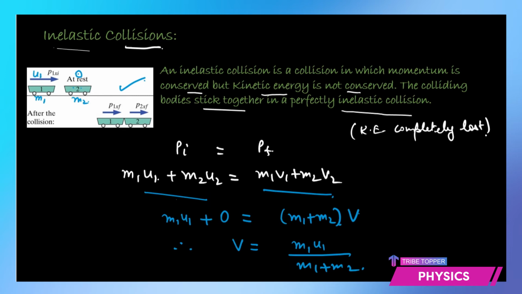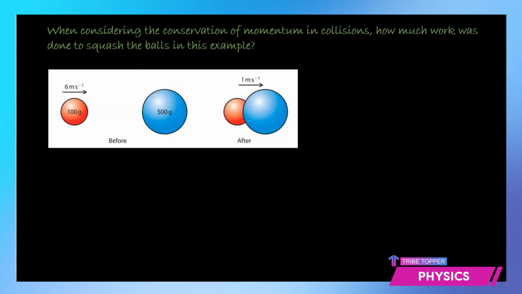So let's look at an example based on the laws of conservation of kinetic energy and also on the conservation of momentum. In this question, it says that if you consider the conservation of momentum alone, how much work is done to squash the balls in this example? When we are squashing the balls, they are asking how much work is done. We know in squashing the ball, the kinetic energy has been lost. And that loss in kinetic energy is what is going to give you the work done. So we'll simply start with this: work done will be equal to the loss in kinetic energy.